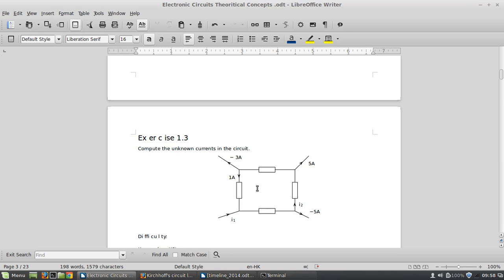Okay, so here is our third exercise. It says compute the unknown currents in the circuit. So what can be the unknowns? The unknowns here are 2, I1 and I2. And this time the circuit is very complex, because here you already have a loop and some kind of weirdness. The current on this side is not provided, whereas the unknowns are this one and this second one.